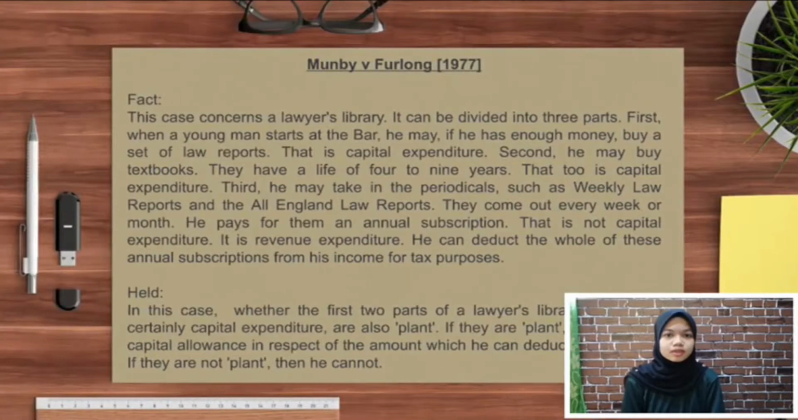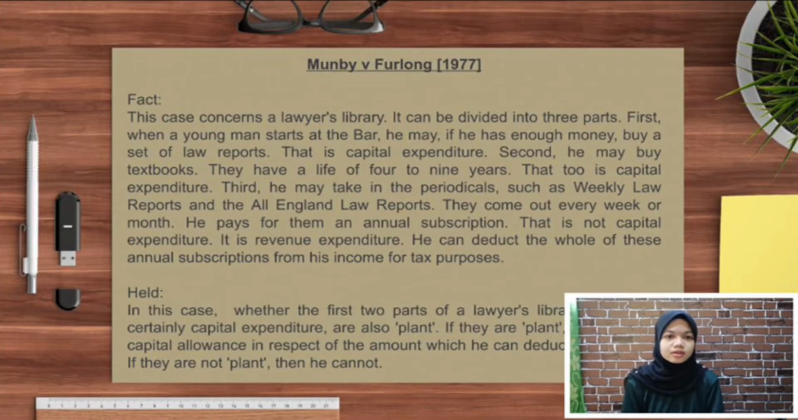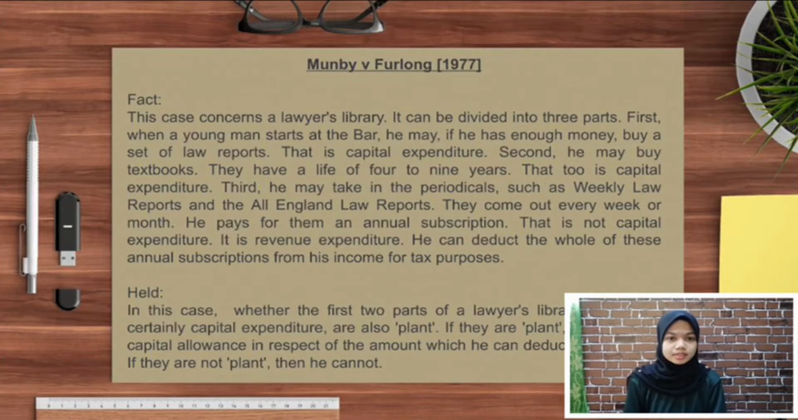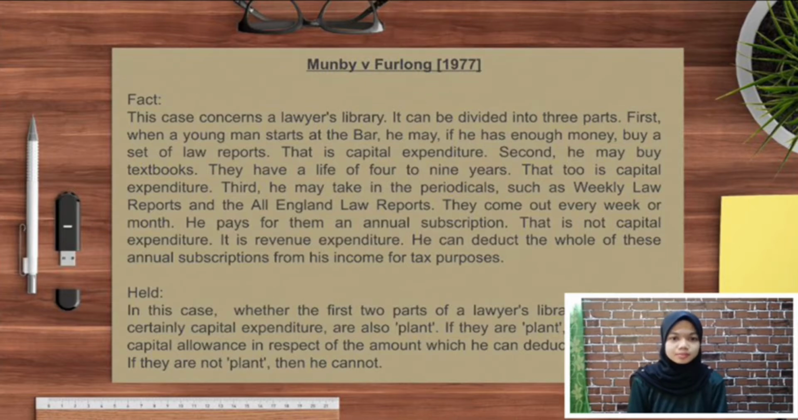Next is Munby versus Furlong in 1977. In this case, it concerns a lawyer's library. It can be divided into 3 parts. So the first is when a young man starts at the bar, he may, if he has enough money, buy a set of law reports that can be included as a capital expenditure. And then the second one is he may buy textbooks. They have a life of 4 to 9 years. That is also a capital expenditure.